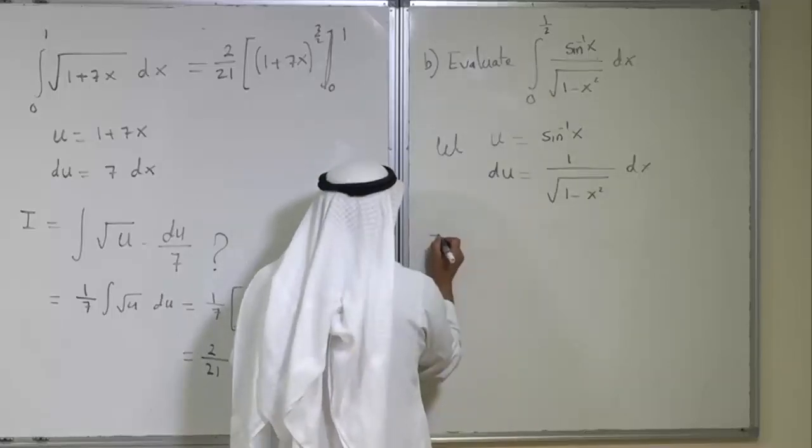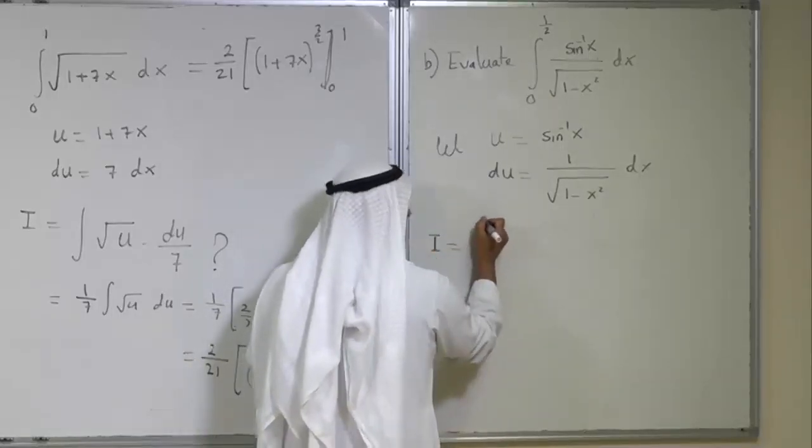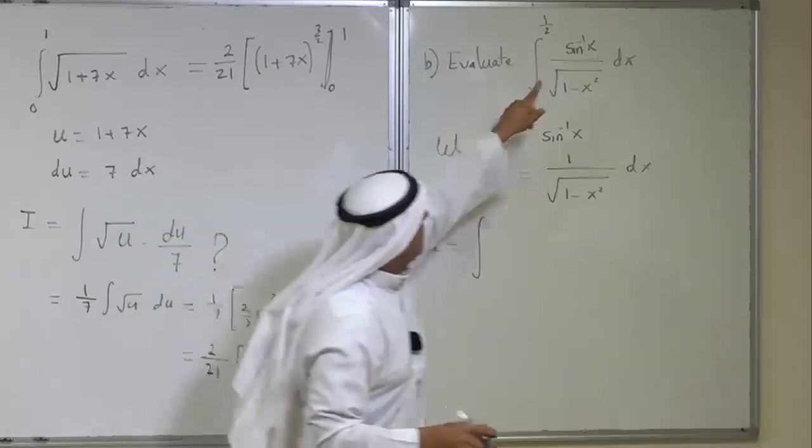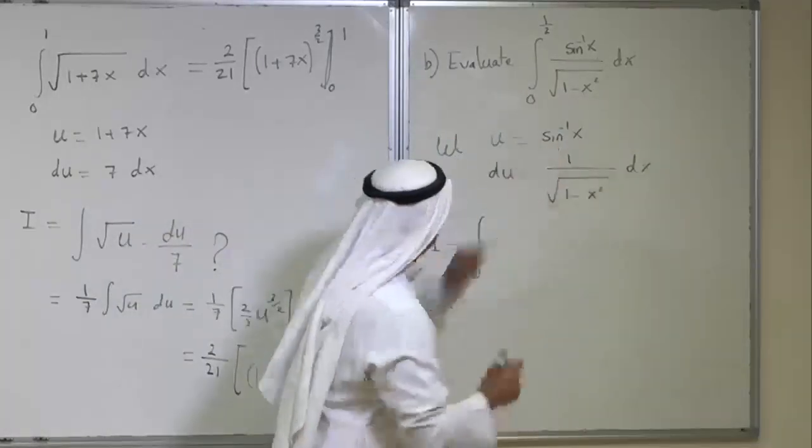I will call that integral I. Now I will come to the integral and I will change everything. Sine inverse of x, I will call it u. So this is u.